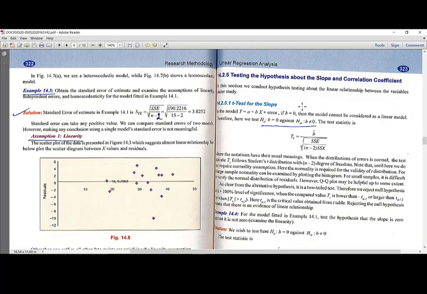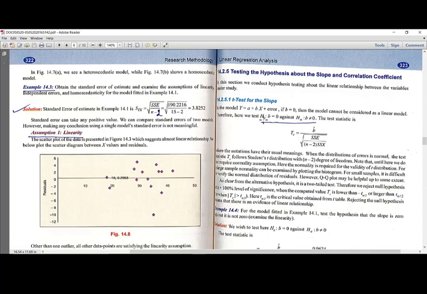Now, testing the hypothesis about the slope and correlation coefficient. For that we are going for a t-test for the slope. In this model y equals a plus bx plus error, if b is 0, then the model cannot be considered a linear model. If b is 0, then y equals a plus error. Therefore, here we test the null hypothesis b equals 0, and the alternative hypothesis b not equal to 0.